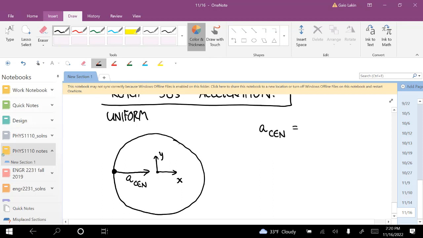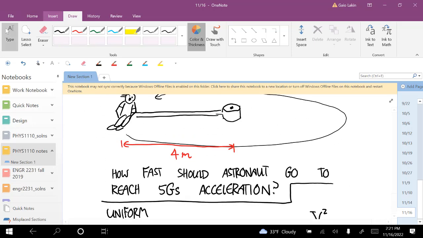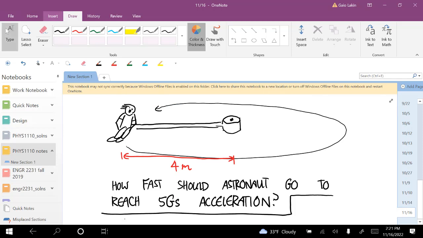And a centripetal is equal to speed squared, which we don't know yet, divided by the radius, which is 4. And so the acceleration vector, yes, question? Yeah, that's what this 4 is supposed to be. It goes from the center of that circle to where the person is.